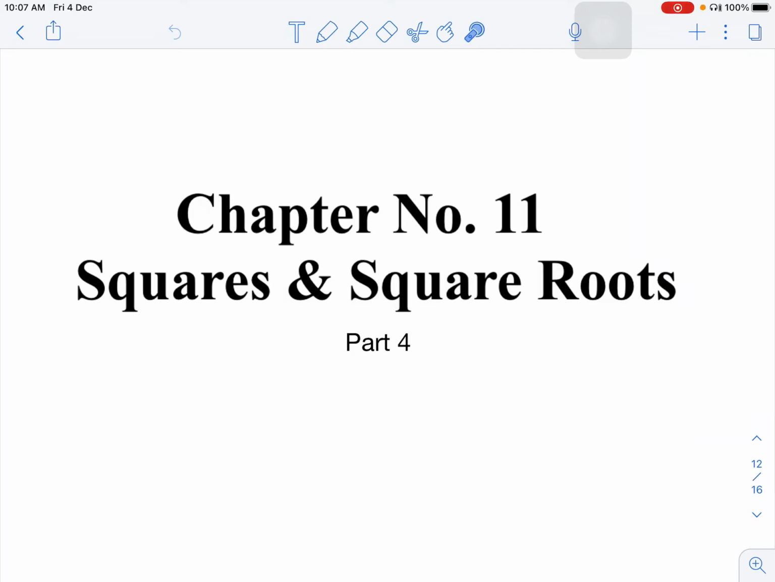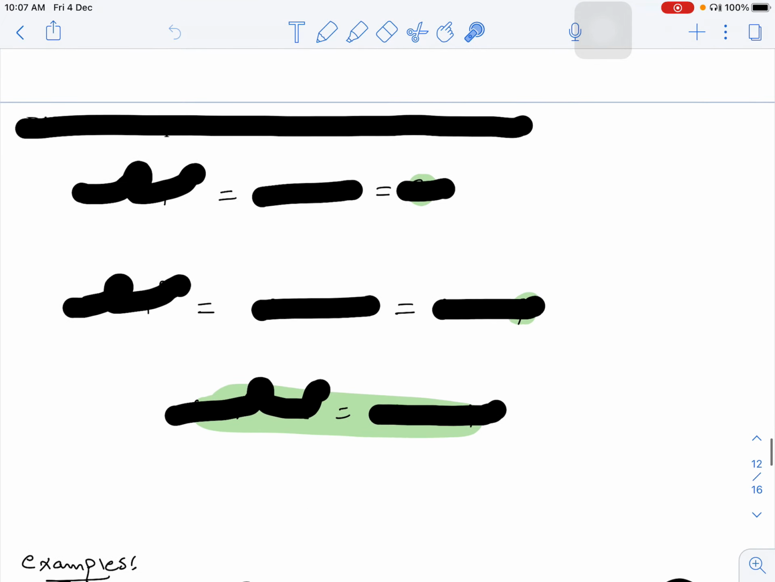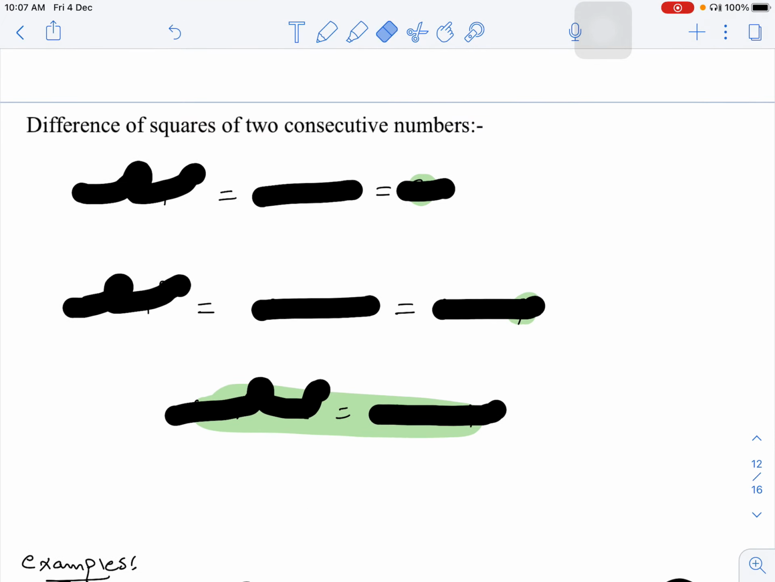So, hello students. Today we are going to learn part 4 of chapter number 11, that is squares and square roots. Okay, so let us start. Now, in this part, we are going to learn first how to find the difference of squares of two consecutive numbers. Consecutive means one after another.